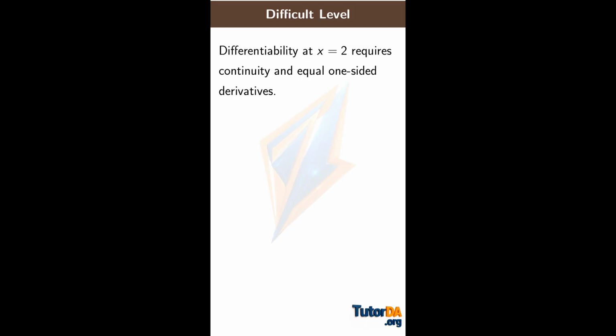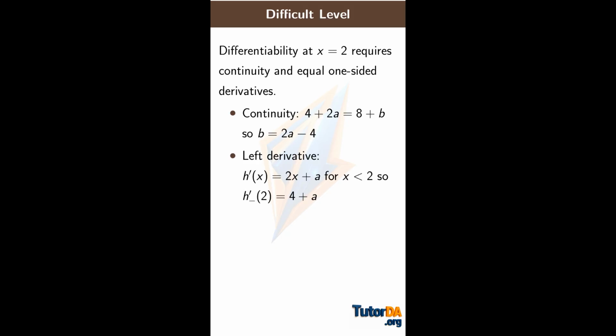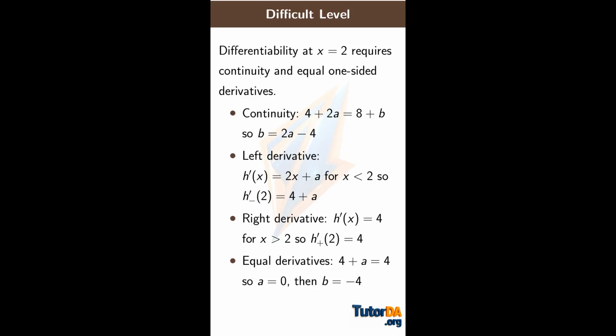Differentiability at x equals 2 requires continuity and equal left and right derivatives. Continuity: 4 plus 2a equals 8 plus b, so b equals 2a minus 4. Left derivative: h'(x) equals 2x plus a for x less than 2, so h minus prime of 2 equals 4 plus a. Right derivative: h'(x) equals 4 for x greater than 2, so h plus prime of 2 equals 4. Equal derivatives: 4 plus a equals 4, so a equals 0, then b equals minus 4.